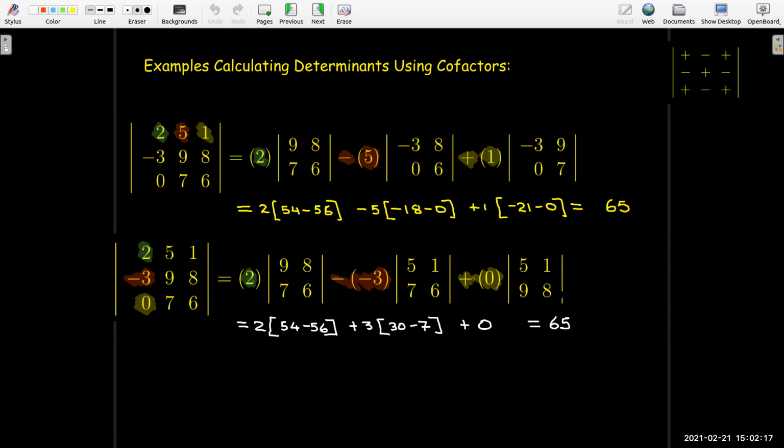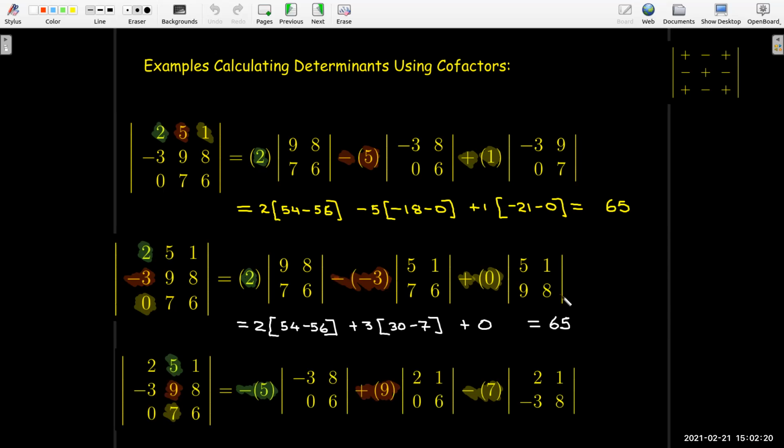And finally, if we expand about the second column, now in the second column, my first cofactor will have a negative sign. The second cofactor will have a positive sign, and the third cofactor will have a negative sign. So I have a negative 5 times its minor, a positive 9 times its minor, and then negative 7 times its minor. And working that out, again, I get the same 65 as an answer.